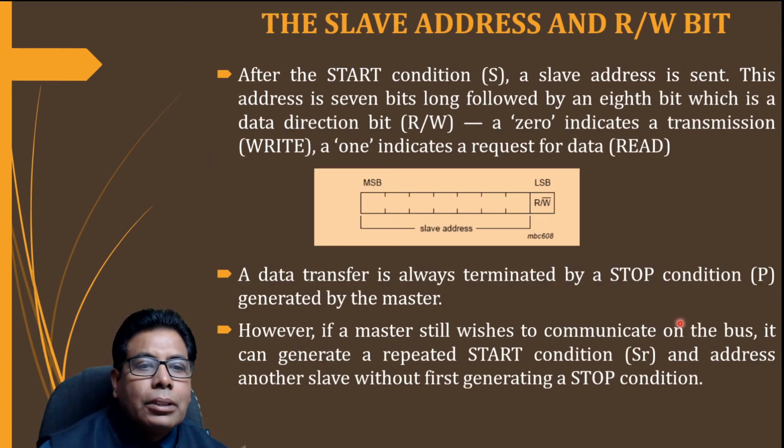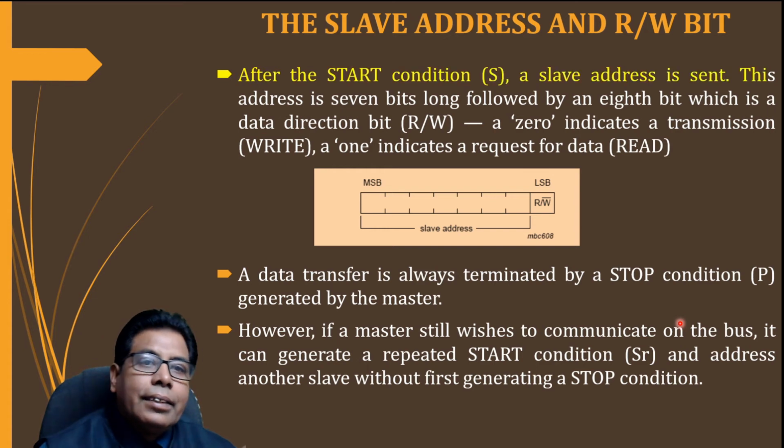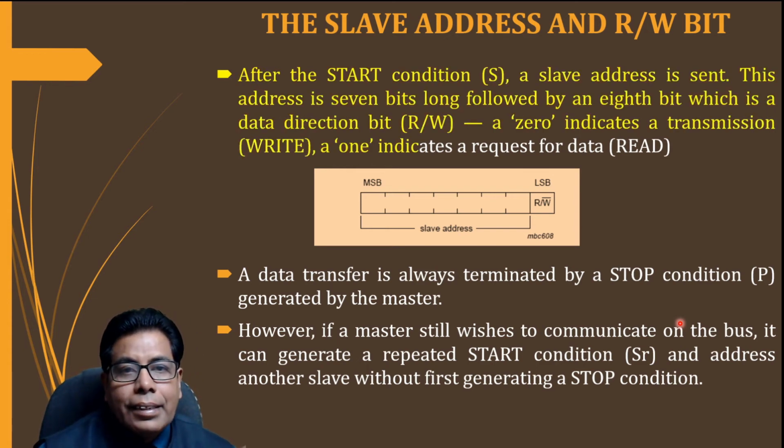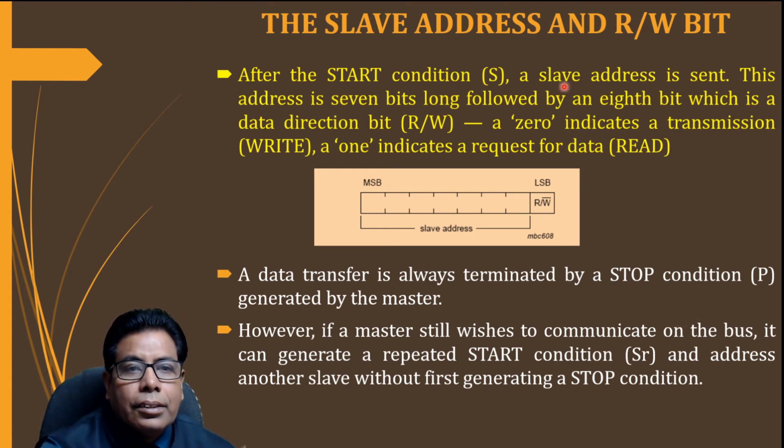Then let us go to the slave address and RW bit. Now this is very important because without that you cannot know whether you are going to write the data or read the data. So after the start condition, a slave address is sent. We have already discussed that all the slaves will have a unique address. So this address is 7 bits long and the 8th bit is the RW bit.